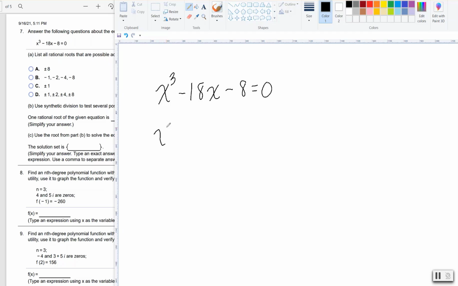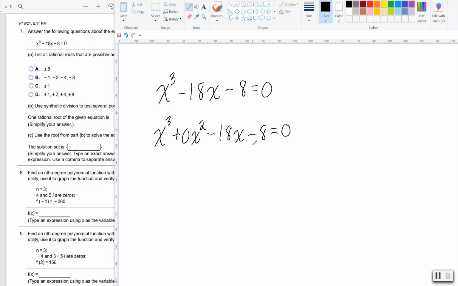The first thing you should notice is that certain degrees are missing. I need a 0x squared to make sure that all of my exponents from the highest down to a constant are represented. 3, 2, 1, none.